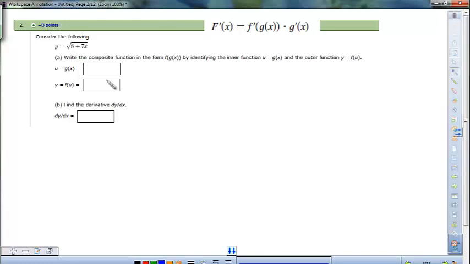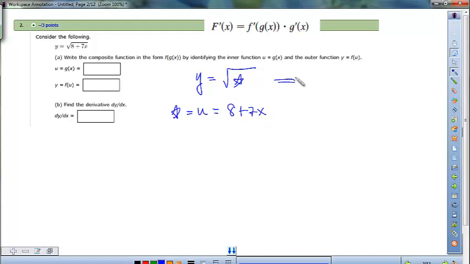So usually I like to start with the outer function, and the outer function looks like it's a square root of something. So if we focus on what that something is, it happens to be the inner function, which is what they're calling u. U is going to be equal to 8 plus 7x. So if we break this down and write y, actually we got this kind of twisted around because I like to look at things from the outside going in.